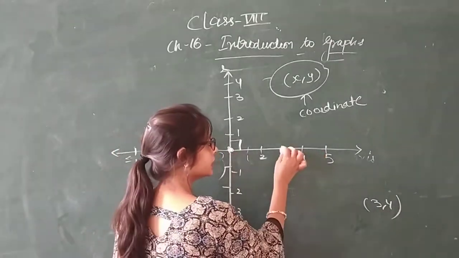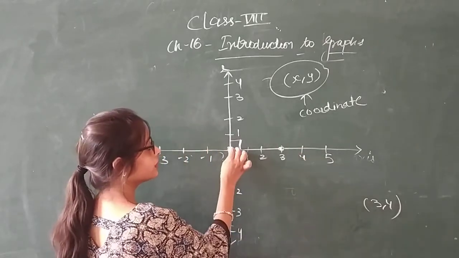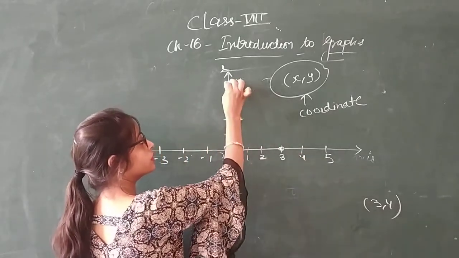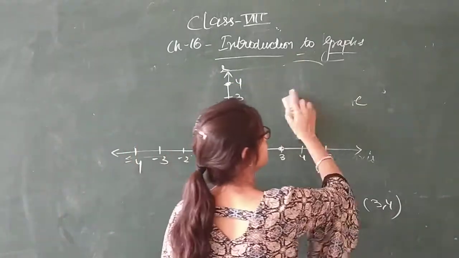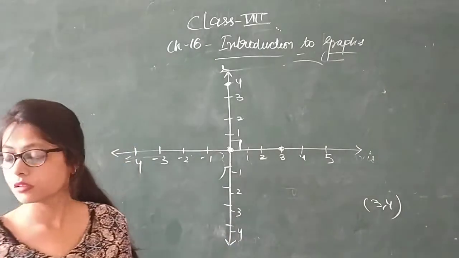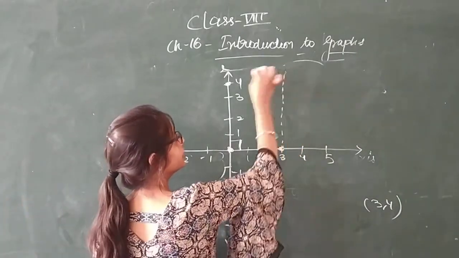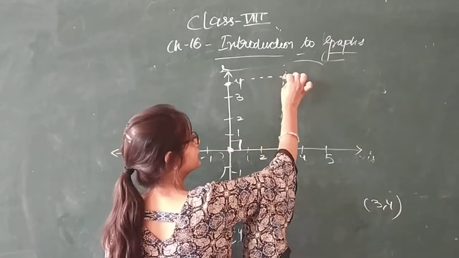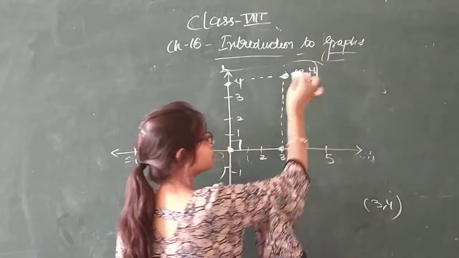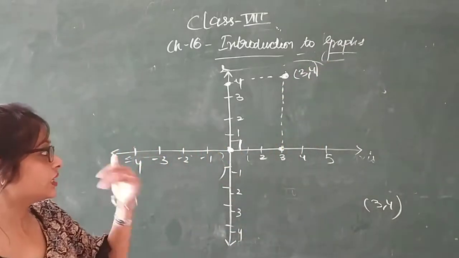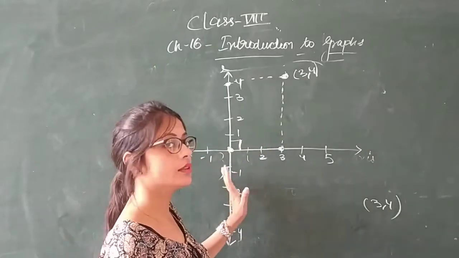On x, where is 3? There is 3, and on y, there is 4. So where do we represent this coordinate? On the intersection point of the two. This is the location of the point 3, 4 in the plane.